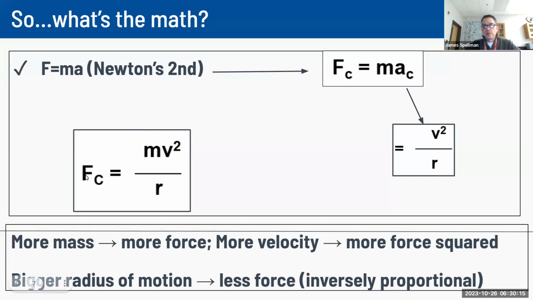All right, so again, let's think about the relationships. More mass is more force because it's on top of the fraction. More velocity is more force because it's on top of the fraction and it's squared. More radius is actually going to make the force go down because it's on the bottom of the fraction.